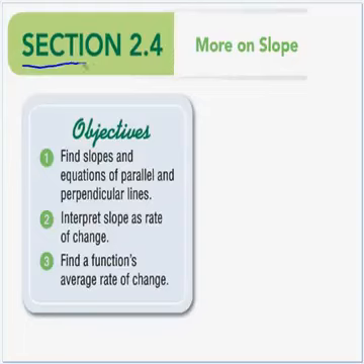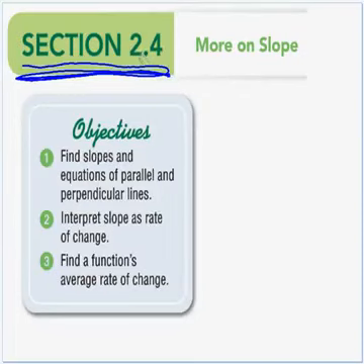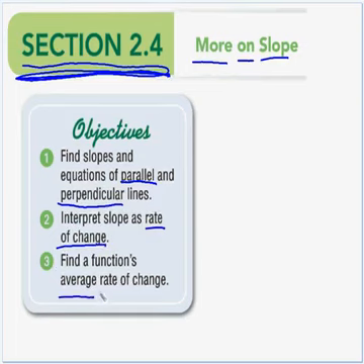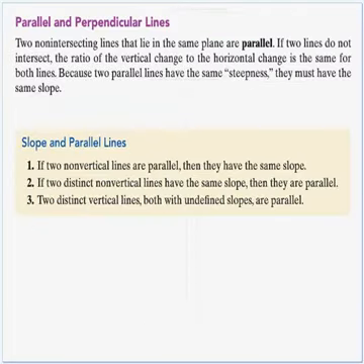In this video we're going to start section 2.4. In 2.3 we did a bunch of stuff with slope, and this section is more on slope. And we've got three objectives: find the slope and equations of parallel and perpendicular lines. You should have seen that in geometry class also. Interpret slope as a rate of change, and find a function's average rate of change. That's a nice tie-in to calculus if that's the route you're planning on going.